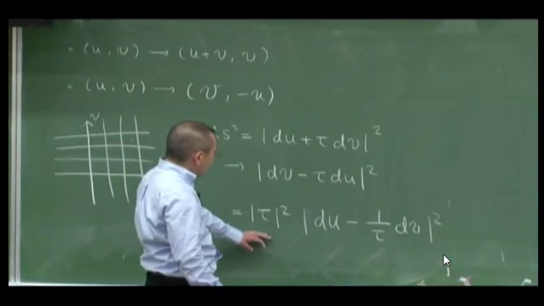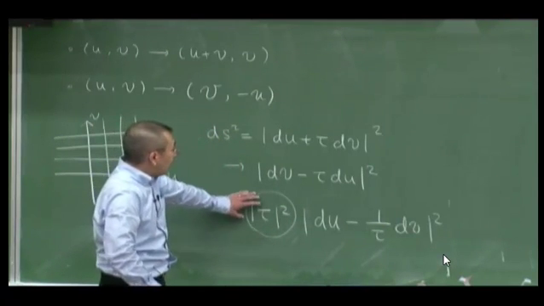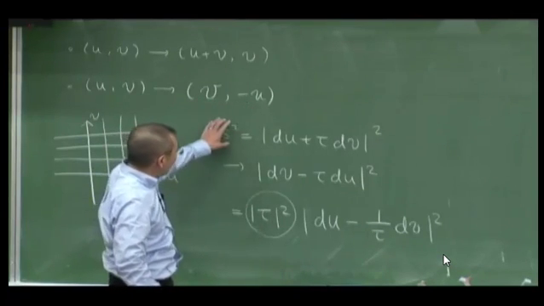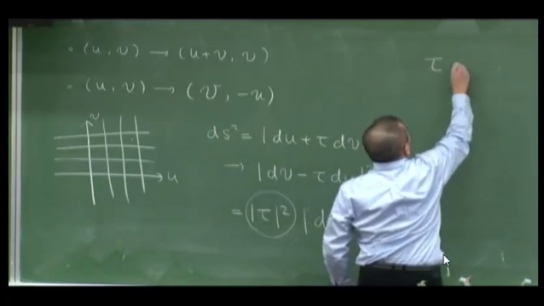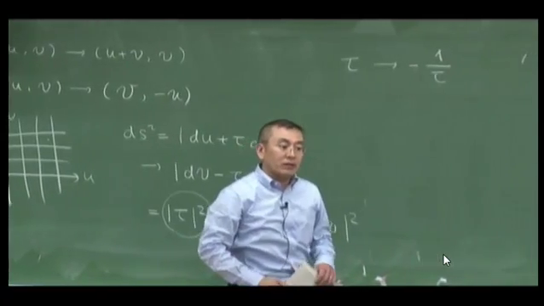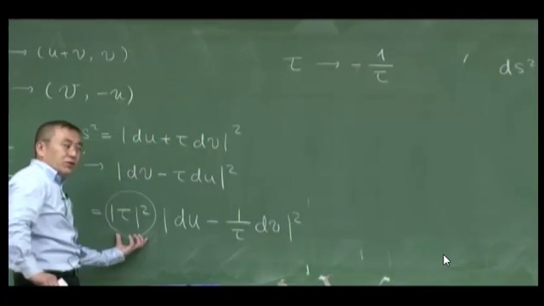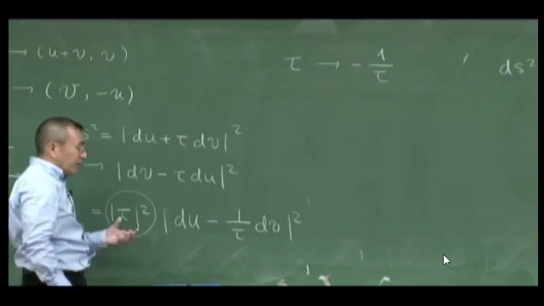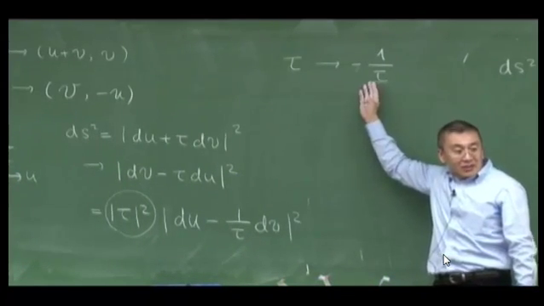So you see that if you allow yourself to rescale the metric, this exchange of v and u also brings the metric into this kind of metric with a transformation of tau into minus 1 over tau. This does not give you the same Riemannian structure because now the metric is multiplied by some factor. But if you allow yourself to do a scale transformation, then these two give you the same kind of metric.